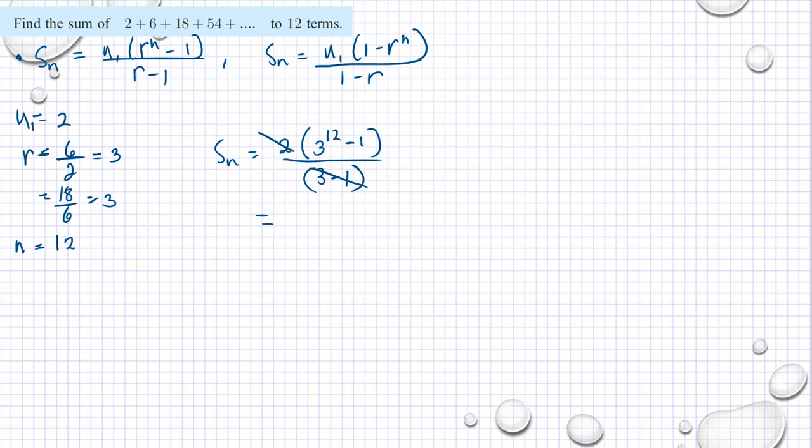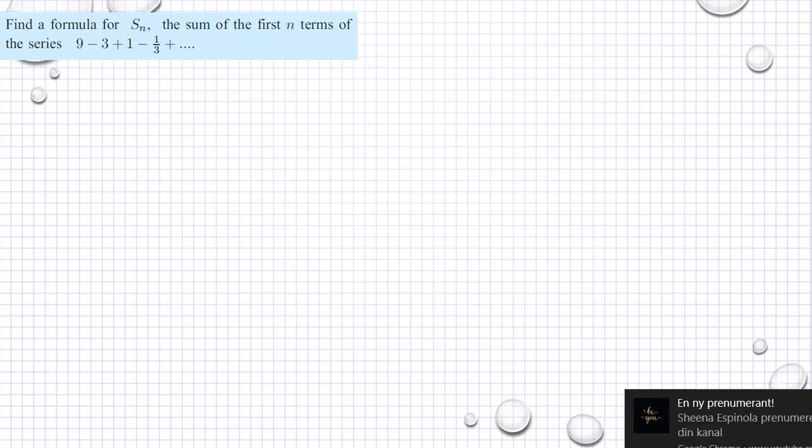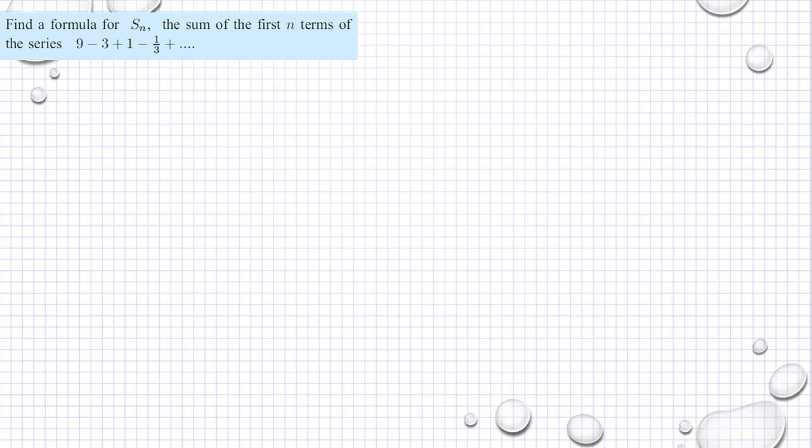So we have 3 raised to 12 is 531,441 actually, but we have minus 1 there, so it should be 531,440. Okay, sorry for that. Okay, another example.